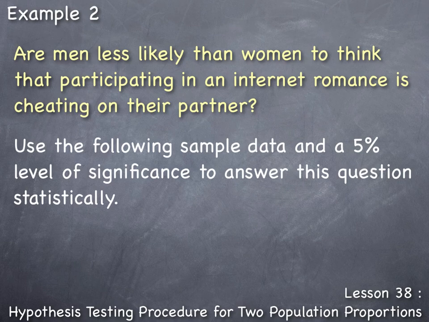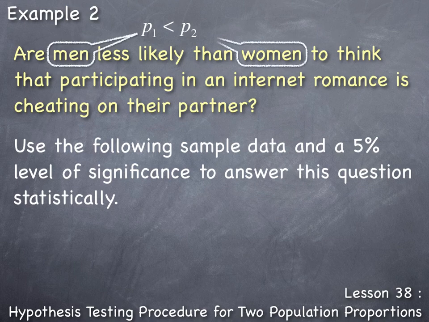Now, likely is a likelihood or a probability, and probabilities are a form of a proportion. So here we're dealing with the proportion. The proportion of men, which is one proportion, and the proportion of women, which is a second proportion. So we have a two-proportion problem, and we want to know if the men are less likely than the women to think that participating in an internet romance is cheating on their partner. This would indicate P1 less than P2, where the first proportion is the proportion of men, and the second proportion is the proportion of women.